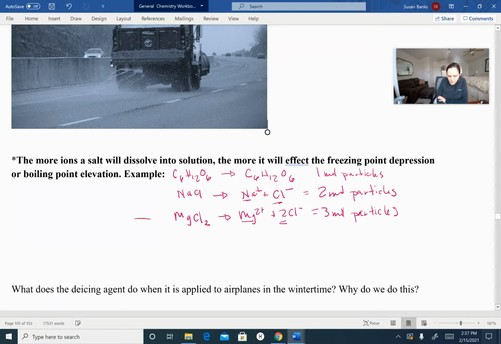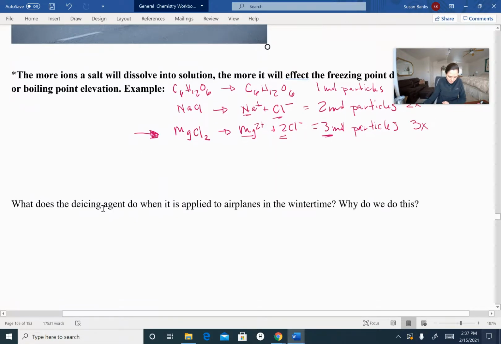Okay, so the more ions that we can dissolve into that solution, we will get more particles, which means our effect will be even greater. So our temperature change here would be 3 times as much as what we would see with the sugar or the glucose. The sodium chloride would be 2 times as much. Okay? All right, let's think about this.